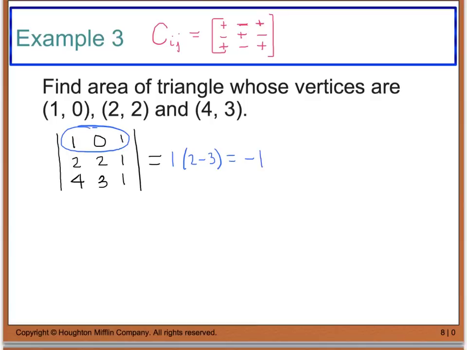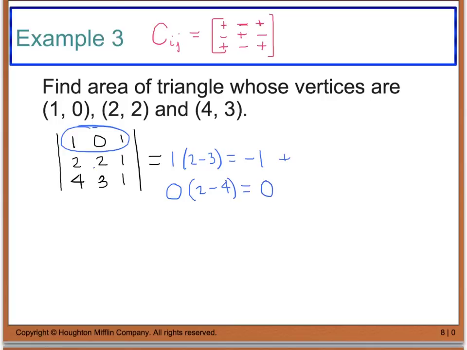Then I'm going to add to that. Actually, let me make this a vertical setup. I'm going to add my coefficient, which is going to be 0 times, and if I cross out the first row, middle column, I'll see that I'm taking the determinant of 2 times 1, which is 2, minus 4 times 1, which is 4, and 0 times anything is 0.